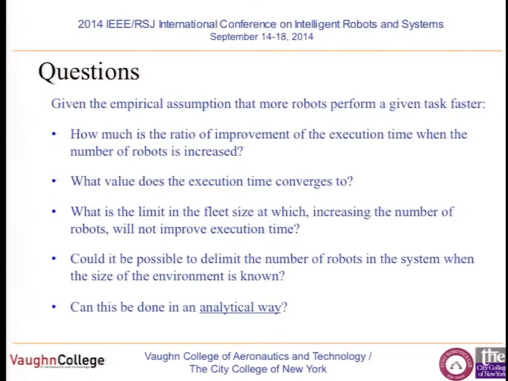If we increase the number of robots, what will be the value at which the exploration time or the execution time is going to converge? Because there's going to be a limit upon which adding more robots is not going to improve the execution time. Actually, it might even get worse. So is there a limit in the fleet size? Could it be possible to delimit the fleet size if we know the size of the environment? All these questions we had at the time.